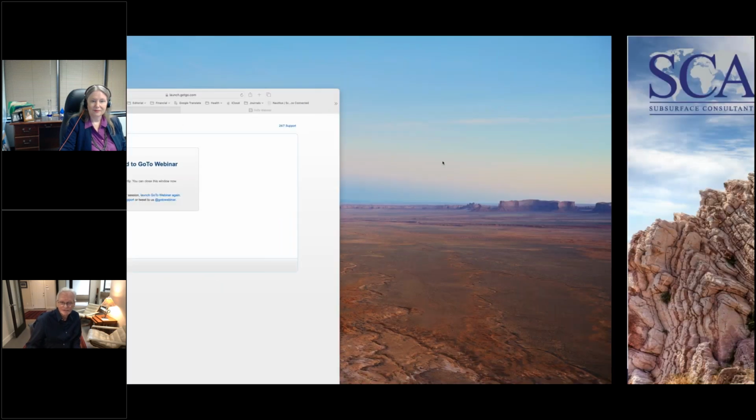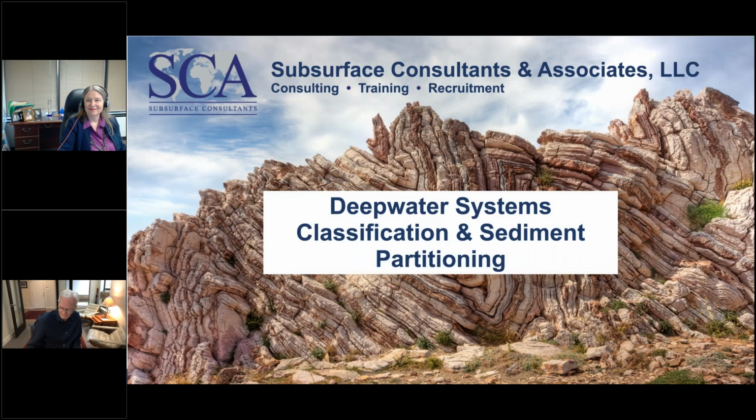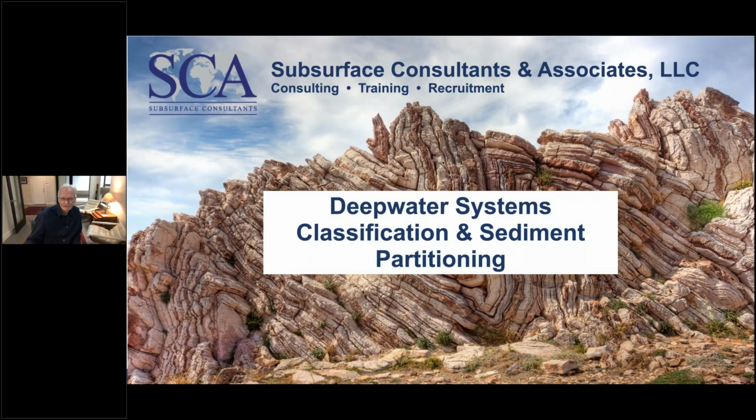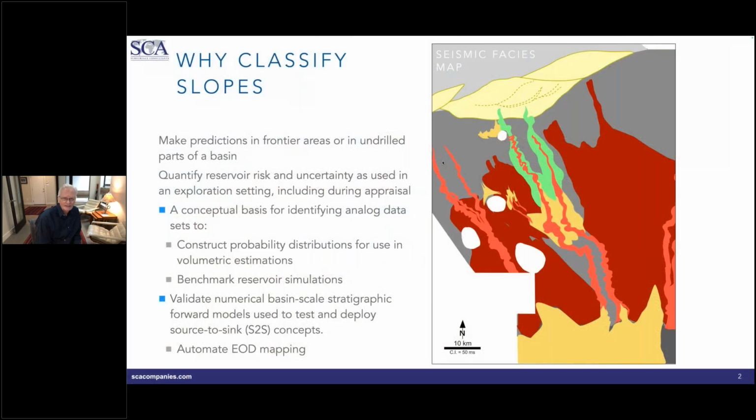Okay, thanks, Susan. So welcome, everyone. So we can just begin. So the question is, why classify slopes? And the answer is, you want to be able to take a facies map that you see there on the right. You want to be able to use maps like this to basically provide depositional concept models for risking the presence of seal, source rock, and a reservoir.